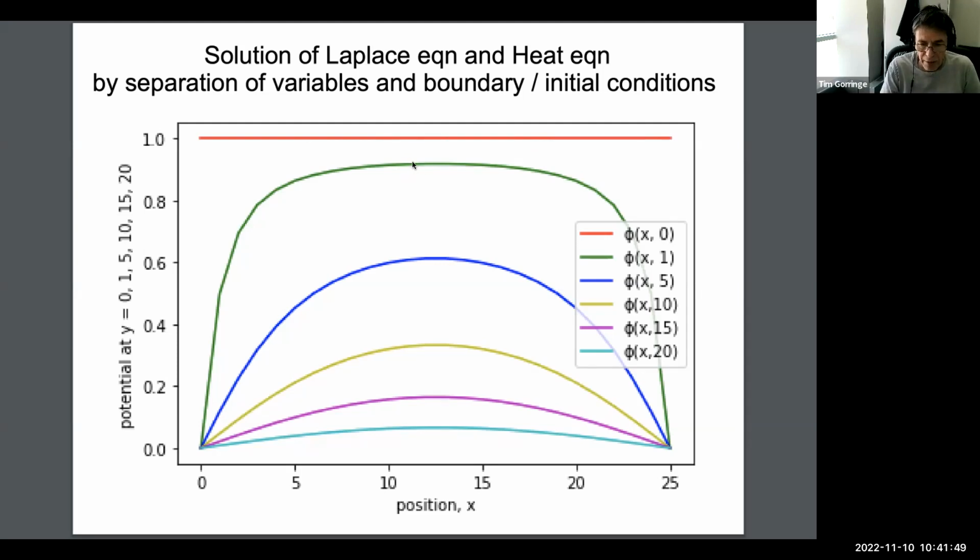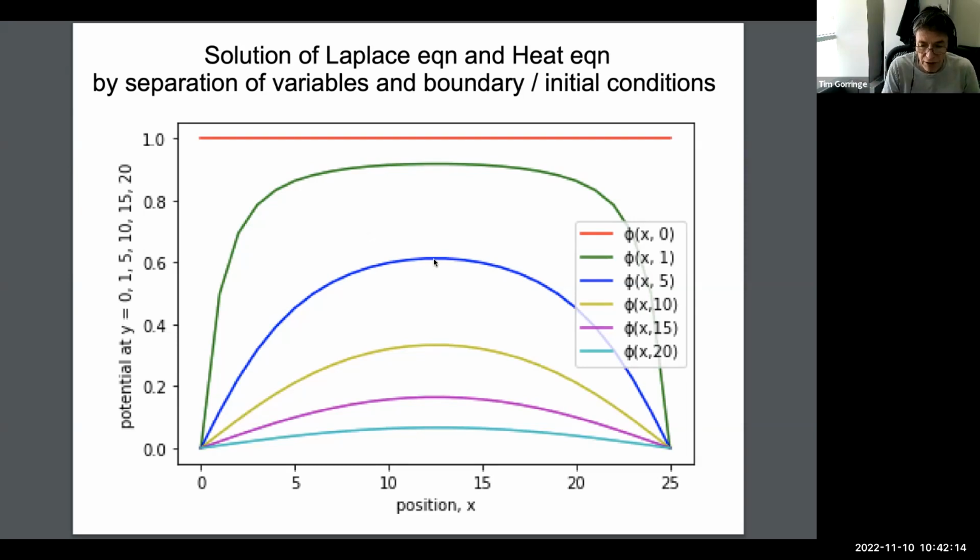On the first step above the bottom plate, you see that the potential has fallen off a bit at the center. It's fallen off a lot on the extremes on the left and right, because the potential is forced to be 0 on the far left and the far right due to the boundary conditions of the metal plates on the far left and the right.